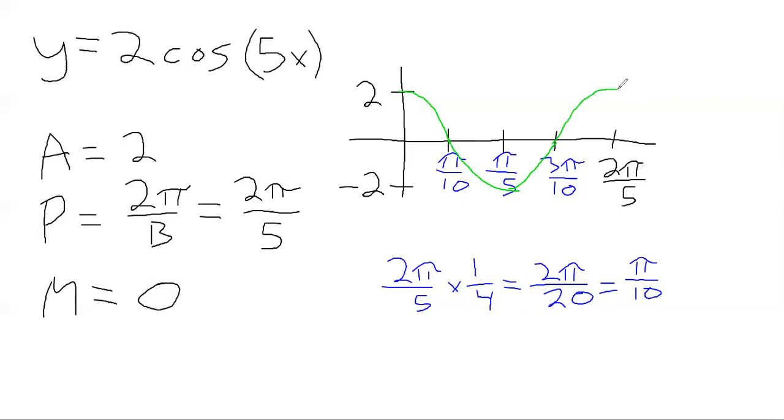So we first needed to find the amplitude, then we found the period, we found the midline. We put those three pieces of information on the graph, and then use that in conjunction with the fact that we know a cosine starts at its max or its min to help us to graph this cosine function.